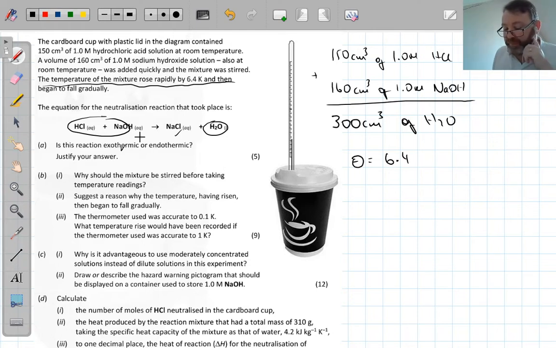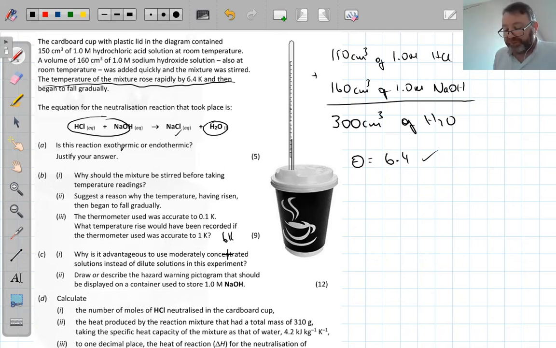Part 3. The thermometer used was accurate to 0.1 Kelvin. What temperature rise would have been recorded if the thermometer was used accurate to 1 K? Now this is asking about rounding off. The thermometer that's used was accurate to 0.1, so that gave me 6.4. But if my thermometer was only accurate to 1 K, then you'd have to round off to the nearest K, which in this case would be 6. So that would be 6 K if it was only accurate to 1 K. But because it's accurate to 0.1, it's far more accurate. That means it's accurate to a tenth of a degree Kelvin. So therefore, 6.4 is what gives us there.